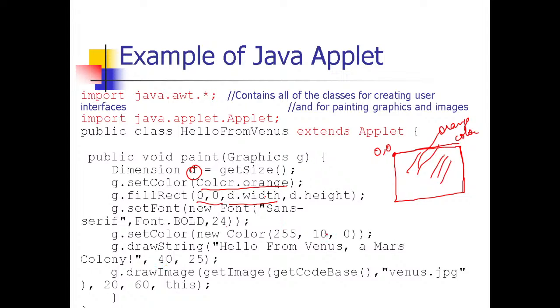Then we draw the string hello from Venus, a Mars colony, at a particular x and y coordinate. If you want to draw an image, we have to use the g.drawImage function, getting the image venus.jpg, and then put it onto our graphics.